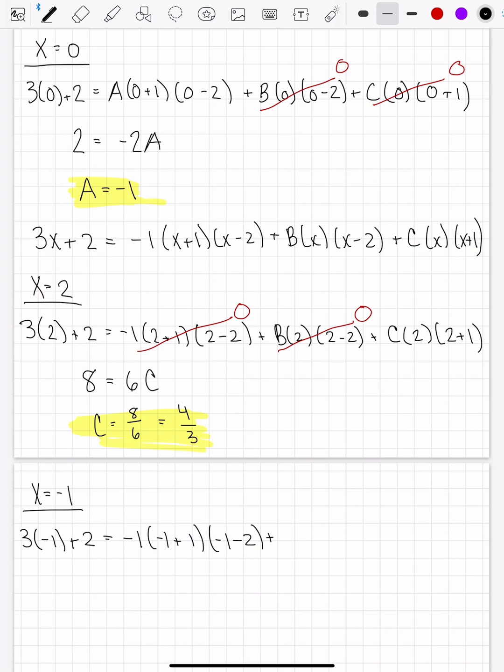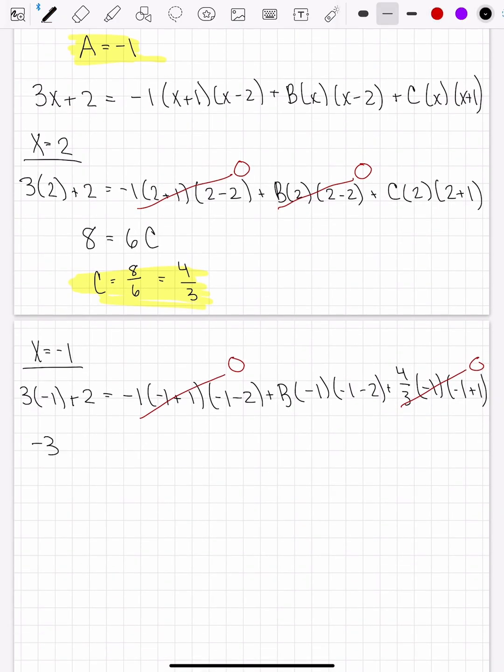Plus b, which we haven't solved for. So that's negative 1, negative 1 minus 2, plus c, which we solved for was 4/3, negative 1 times negative 1 plus 1. So both of these, negative 1 plus 1, right, is 0. So that makes the whole term 0, which is what we wanted. So this is negative 3 plus 2, which is just negative 1. And then we have negative 1 minus 2, that's negative 3, but times negative 1, that becomes a positive 3. And then if I divide both sides by 3, I'll get that b is negative 1/3.